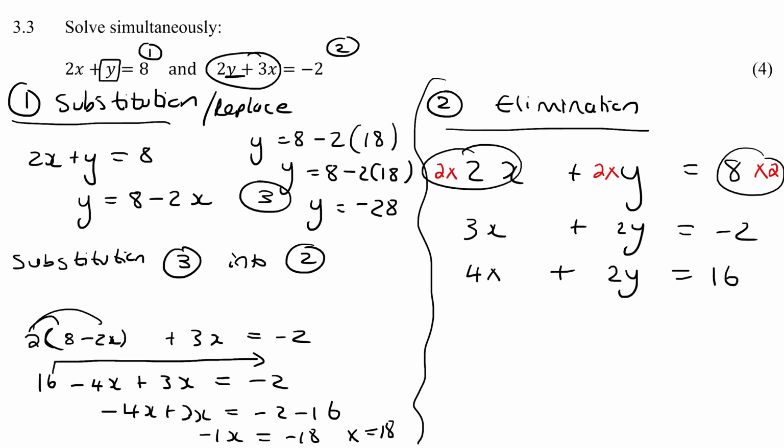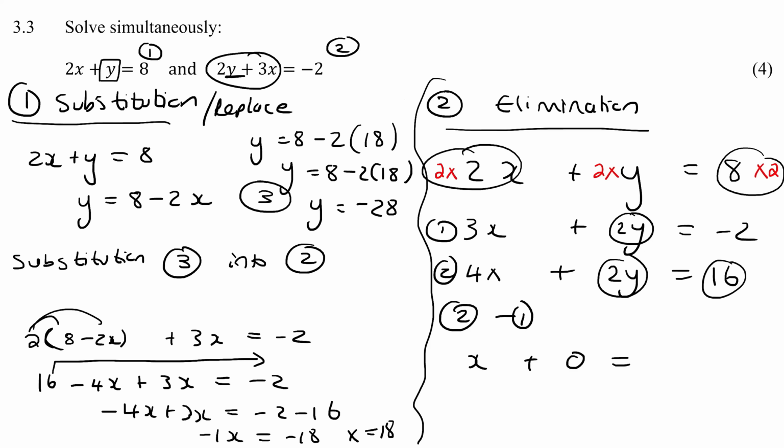Now that these two are the same, I can minus these two equations. So you could either say this one minus this one, or you could say this one minus this one. It doesn't really matter. So if I call this equation 2 and this equation 1, I'm going to take equation 2 minus equation 1. So what is 4x minus 3x? Well, that'll just give you x. And what is 2y minus 2y? 0.